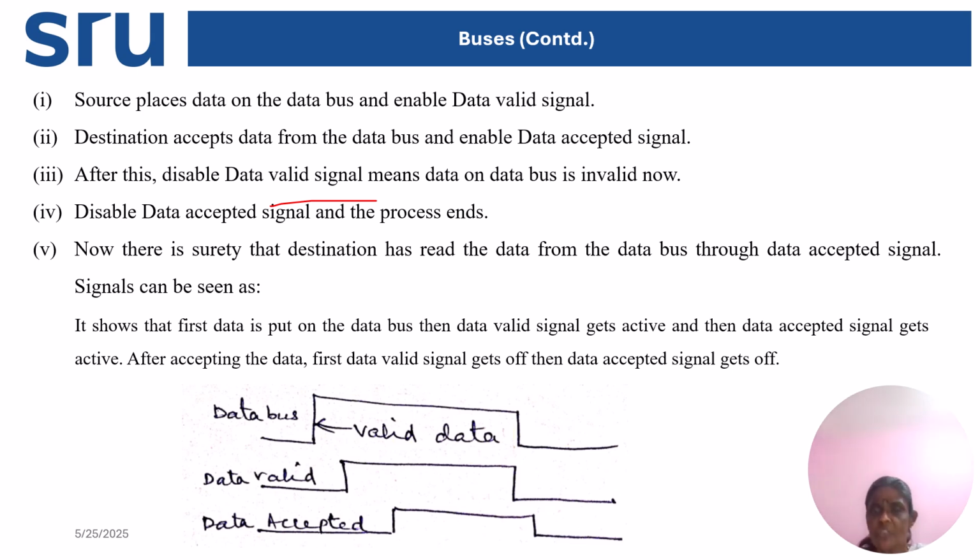Signals can be seen as it shows: first the data is put on the bus. Whoever has the data should keep it on the bus first. Then the data valid signal is activated. Then the data accepted signal comes to on state. After accepting the data, first the data valid signal is removed and then the data accepted signal is removed.